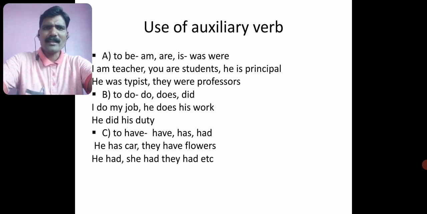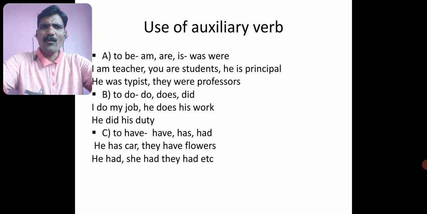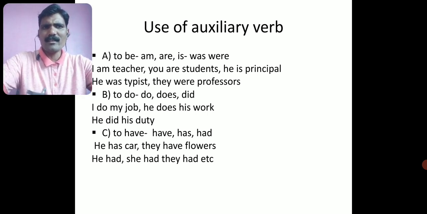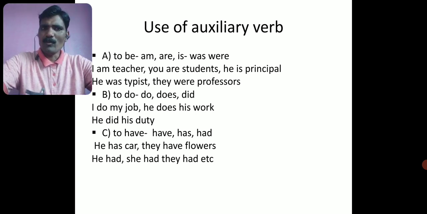Grammar is a scientific study of any language, and while talking about English, we have to see how we can use these auxiliary verbs. Here are some examples. To be: am, are, is, was, were. I am a teacher, you are a student, he is a principal, he was a typist, they were professors. Do, does, did: I do my job, he does his work, he did his duty. To have: has, had. He has a car, they have flowers, he had, she had, they had.